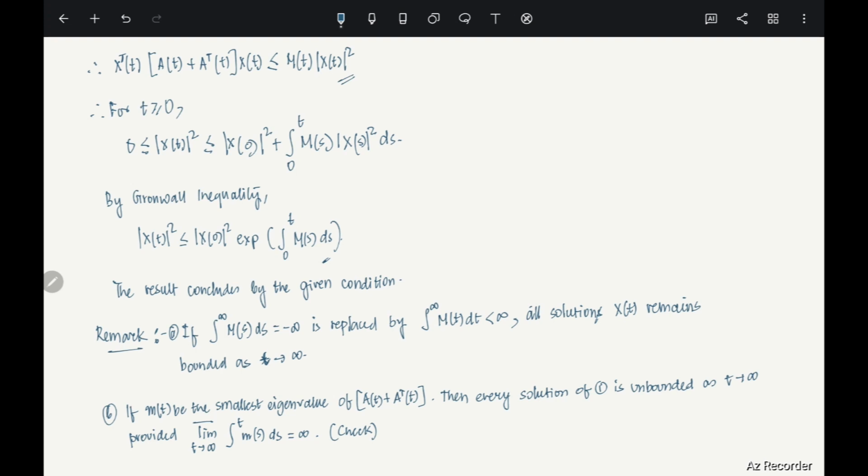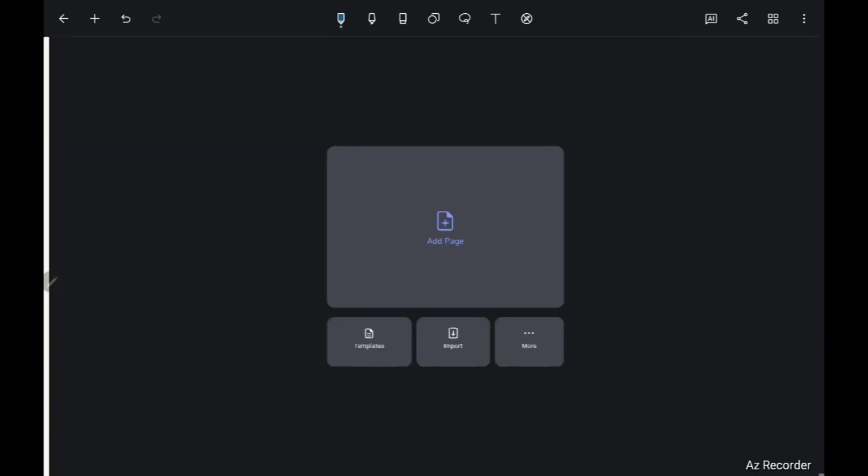Same sort of analysis you have to do, and once you do it, you can actually show that if this limit supremum is infinity, then the solutions are unbounded. You have to check it yourself, but exactly the same sort of proof works, so you do not have to worry about that particular point. Okay, so let's look at some examples now.